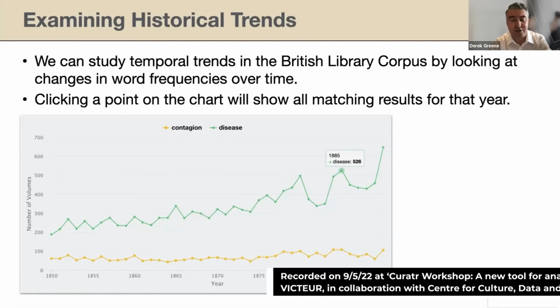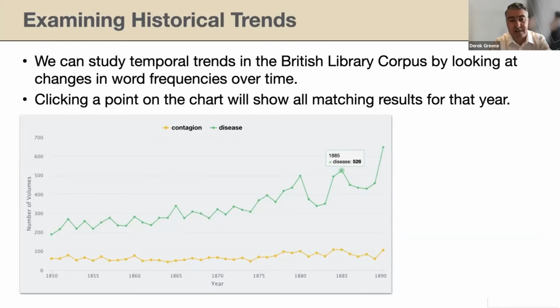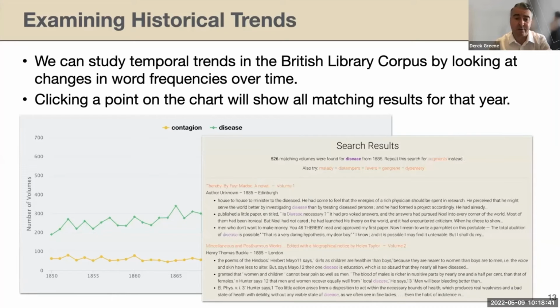So in the example shown here, you see a comparison between the usage of the words contagion and disease from 1850 to 1890. We can highlight individual points. So for example, here, in 1885, there are 526 volumes that contain the word disease. And then we can click on that point and it shows us all of the results from that specific year that contain that particular keyword. So again, it's an alternative way of filtering down the complete corpus to a much more manageable subset that we can deal with.